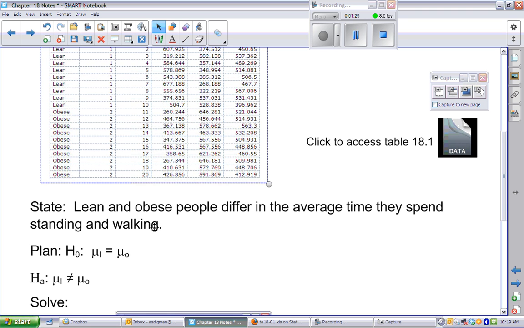So our null hypothesis is that the mean amount of time spent standing and walking in the lean group is the same as the obese group, meaning there is no difference. They spend the same amount of time standing and walking every day. Our alternative is that there is a difference, so just that they are not equal.